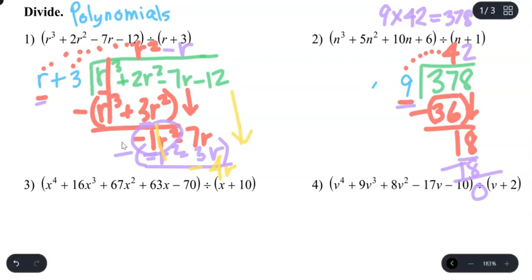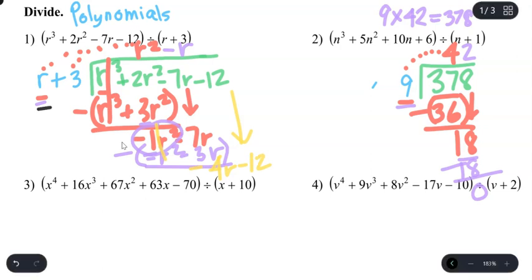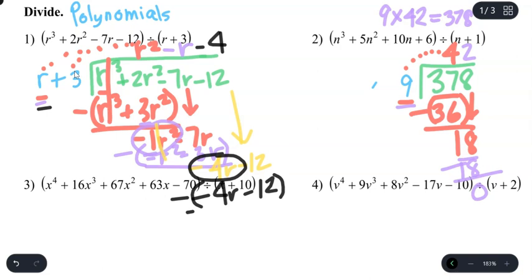Then I'm going to bring down the negative 12. And that's my last digit to bring down. So how do I get from r to negative 4r? Well, I'm going to multiply it by negative 4, because negative 4 times r is negative 4r, and negative 4 times 3 is negative 12. Always put your parentheses, and I'm subtracting that whole thing. So negative 4 minus negative 4 cancels, and negative 12 minus negative 12 cancels, and that gives you 0.